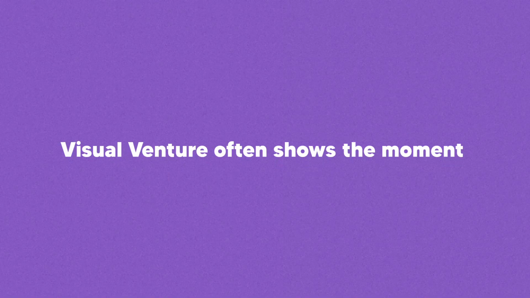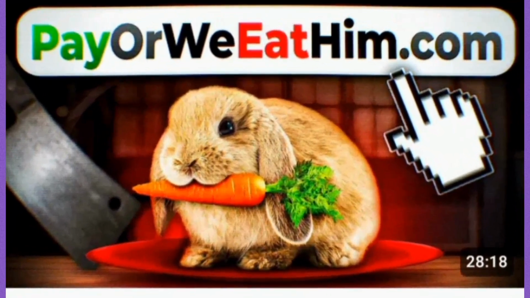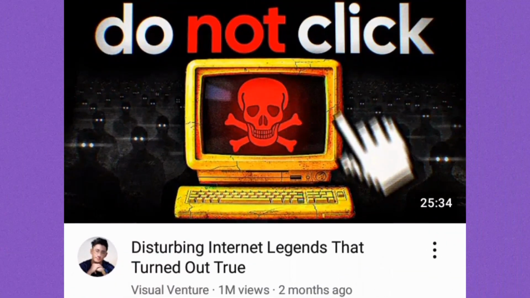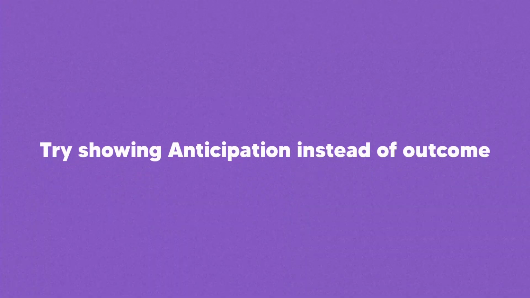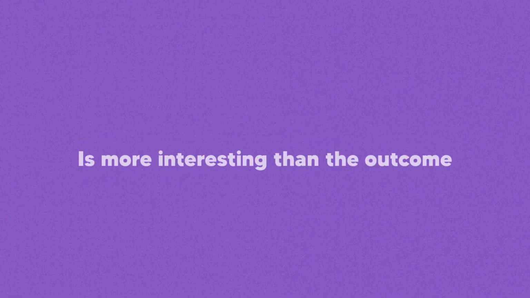And once you have chosen the story, the next question becomes which moment should you show? Visual Venture often shows the moment before something is going to happen. For example, a rabbit going to be eliminated, a hand reaching for something, a decision about to be made. The action is unfinished, and our brain naturally wants closure. Psychologists call this the Zeigarnik effect. And how can you use this? Try showing anticipation instead of the outcome. The moment before something happens is often more interesting than the outcome.